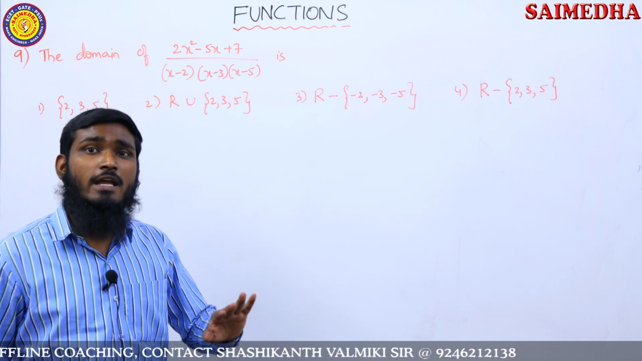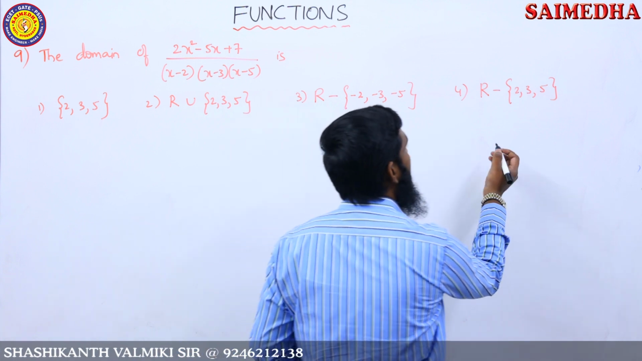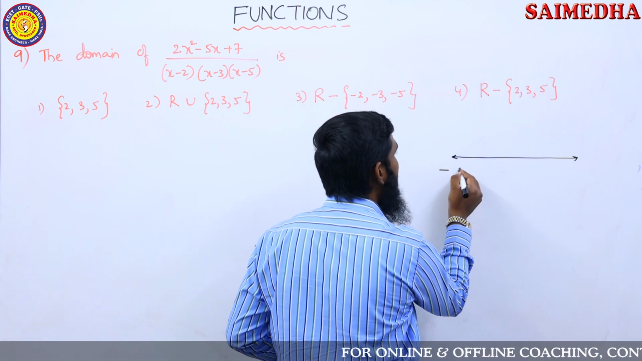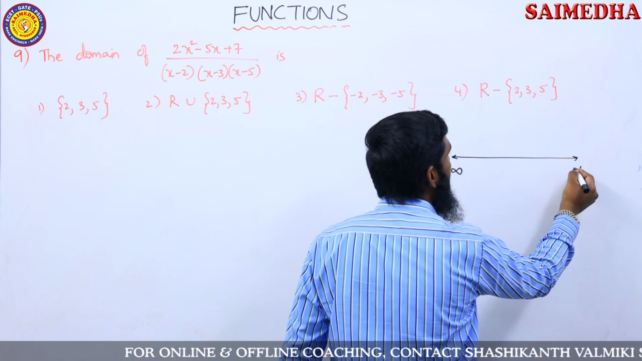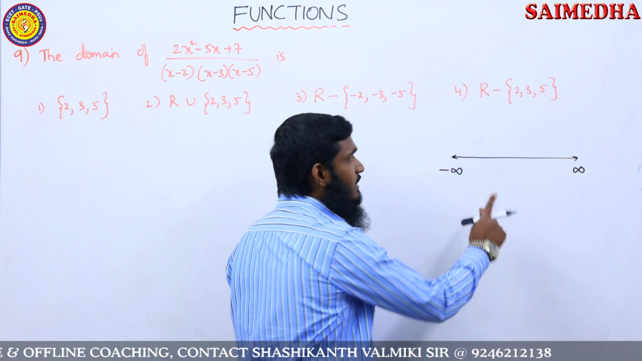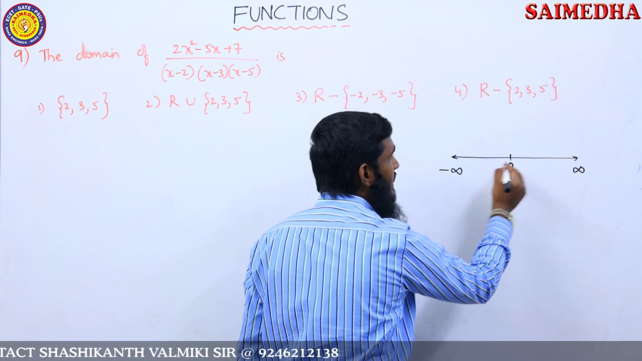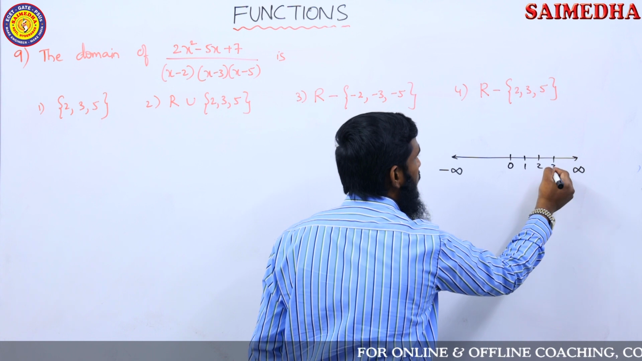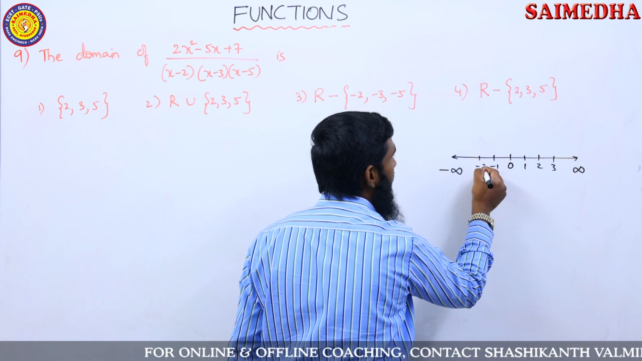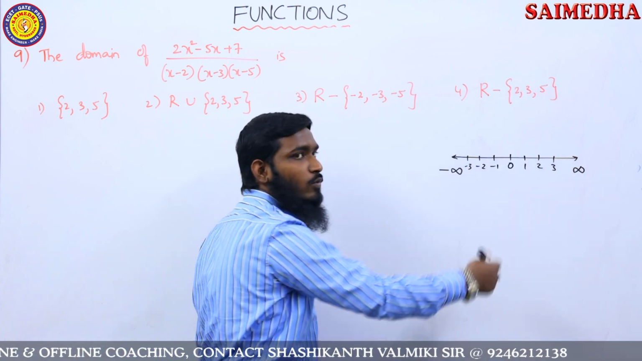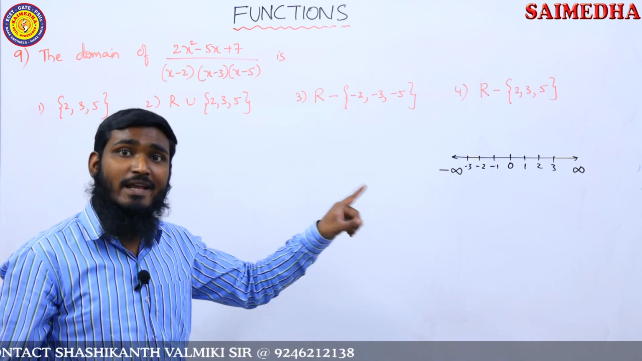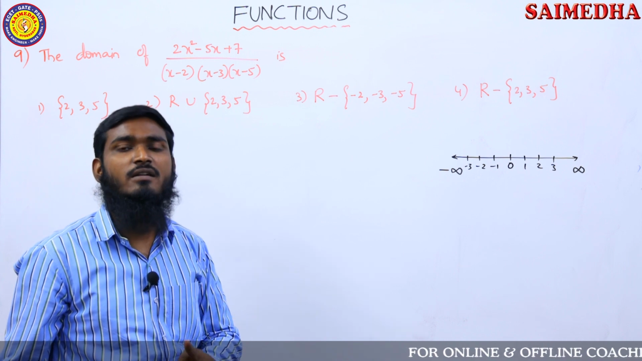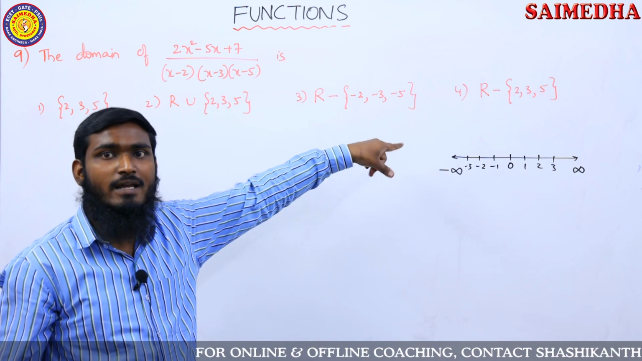Suppose we take the number line over here, with the minus infinity part and the plus infinity part. The numbers lying between minus infinity and plus infinity, 0, 1, 2, 3, 4, then minus 1, minus 2, minus 3, 1.1, 1.2, all that part, rational as well as irrational numbers, we call them real numbers.